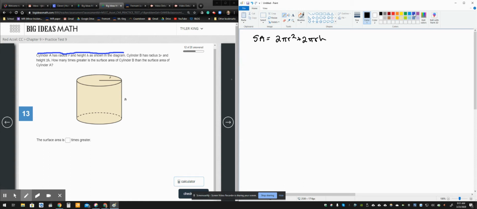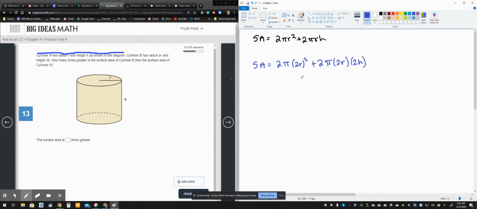So when we're looking at this, what we're going to do is use our normal formula. Surface area is equal to 2 pi, but then our radius is not r. Our radius is going to be 2r. So what we're going to have is 2r squared plus 2 pi, and then again 2r, and then our height is not h, but 2h.